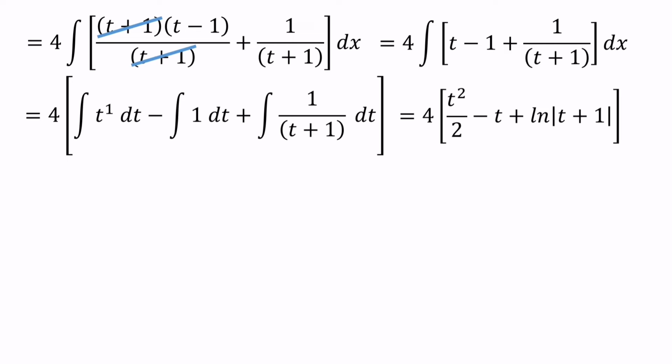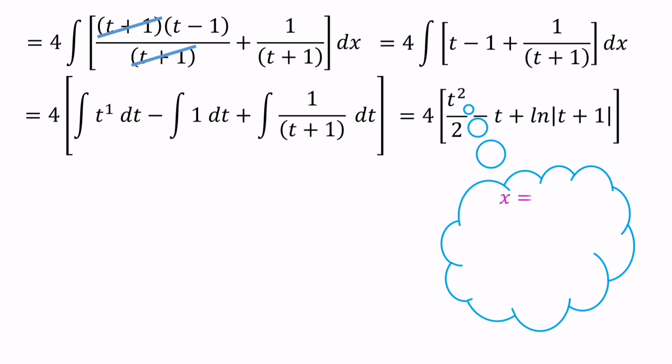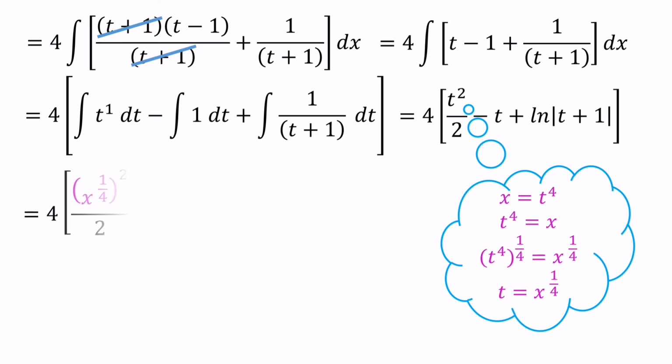We know x equals t to the power of 4, so t to the power of 4 equals x. Taking the 1 over 4 power on both sides, we can write t as x to the power of 1 over 4. Now instead of t, we can substitute x to the power of 1 over 4. Then we can rewrite this answer as 4 within square brackets, x to the power of 1 over 4 squared divided by 2 minus x to the power of 1 over 4 plus ln modulus x to the power of 1 over 4 plus 1.